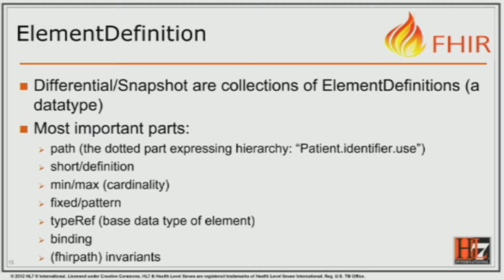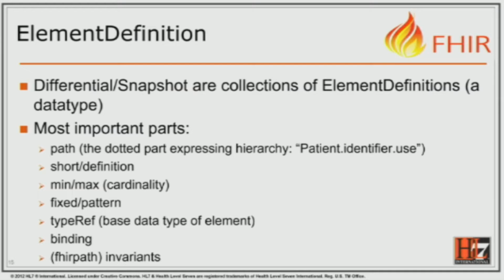But the most important parts are path, which is the dotted notation with which you point to where I'm talking about, patient.active here. There's a short in the definitions, which is human readable text about what that element does. Min and max, specifying the cardinality. So far, min and max is in XSDs too, for example. Then there is fixed and pattern, which says, I'm going to fix the value of this element to a fixed value. So you could actually constrain, for example, patient to say, all of my patients are female, by fixing the value of patient.gender to a fixed value.